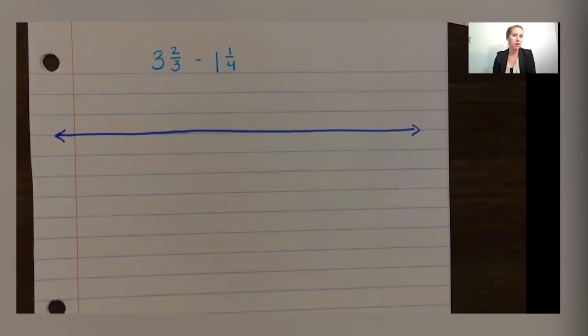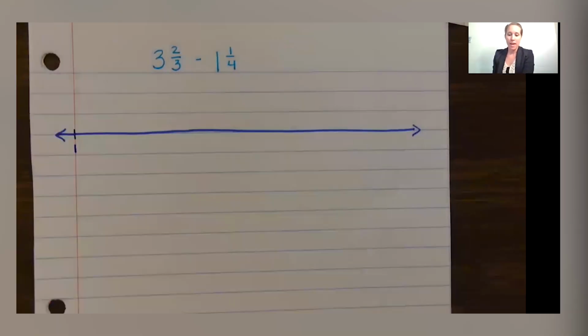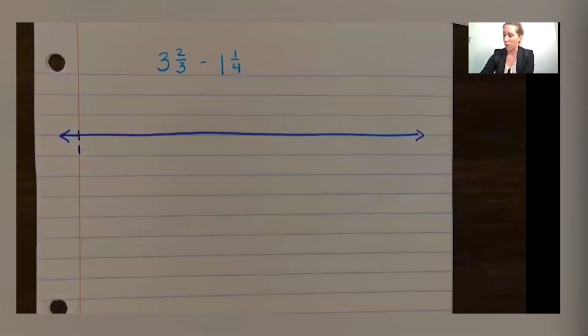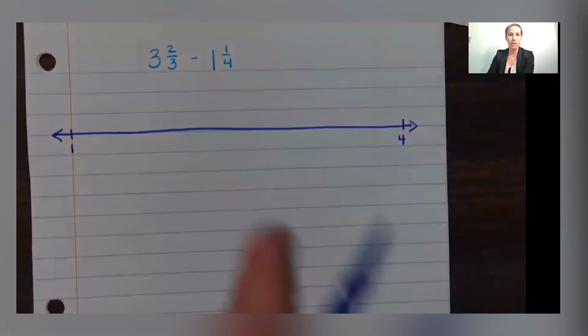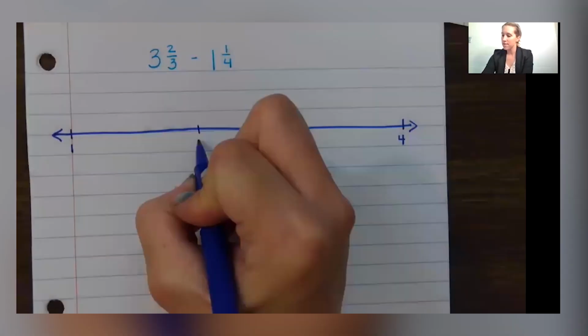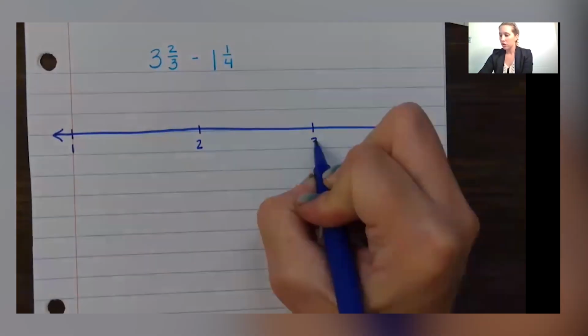Do I need to include other numbers other than 3 and 4? Yes, I do. I hear yes, I do. So which ones? How do we decide? Oh, yes, since we're subtracting, you're right. It would be important to have a couple of numbers behind or smaller than the 3. So let's do this. Let's start our number line with 1, and let's end our number line with 4. Make sure you leave some room because we're going to have to partition between it. So 1, 2, 3, 4.